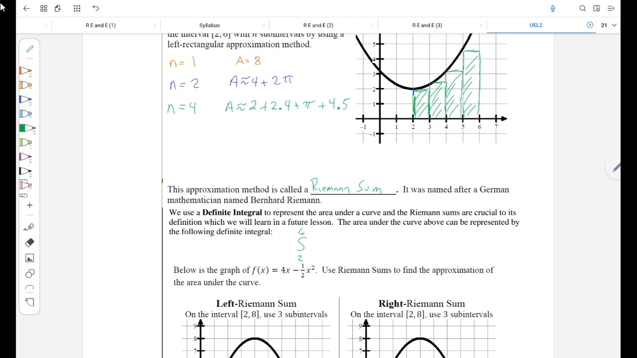That definite integral should have a number below it and a number above it. Those numbers show what part of the curve we're looking at. We're starting at 2 and we're ending at 6.